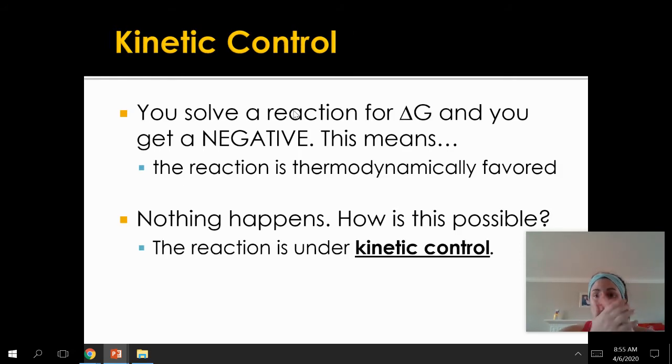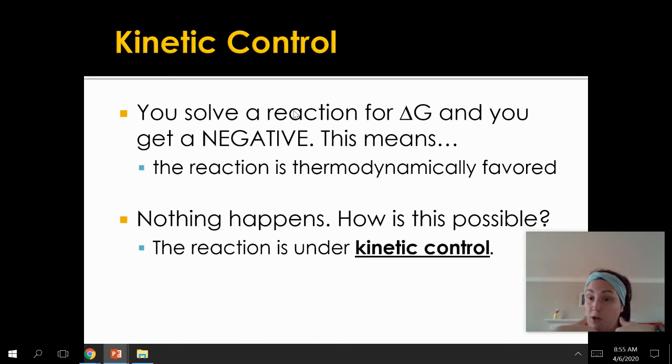Now, when you solve a reaction for delta G and you get a negative, right? What does that mean again? The reaction is thermodynamically favored, okay? However, there are plenty of reactions that are thermodynamically favored that can quite frankly have a very large, or a very negative, I should say, delta G value. However, you put the two reactants in your beaker to let it run and nothing happens, right? And you think to yourself, how is this possible? I did all the legwork and it's saying it's thermodynamically favored.